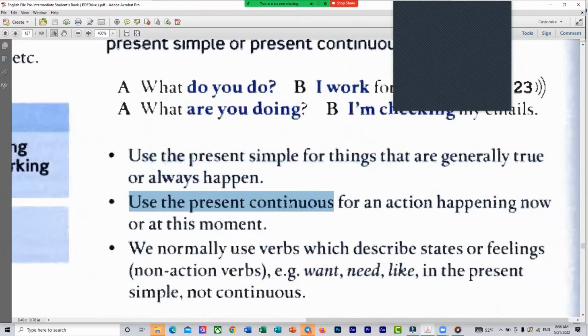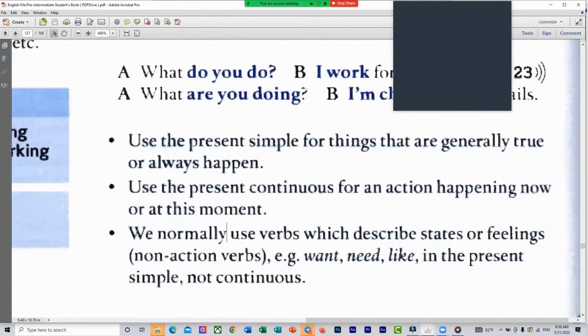Use the present continuous for an action happening now or at this moment. Normally, you can see the words now, at the moment, right here. And we normally use verbs which describe states or feelings. In English, these are called non-action verbs. Verbs that have no action.